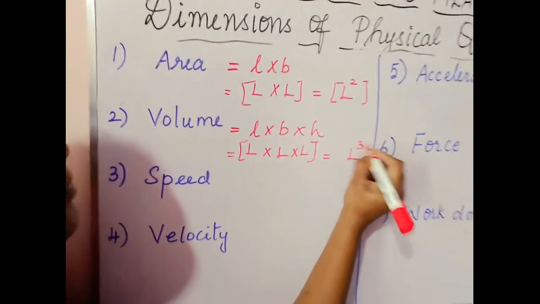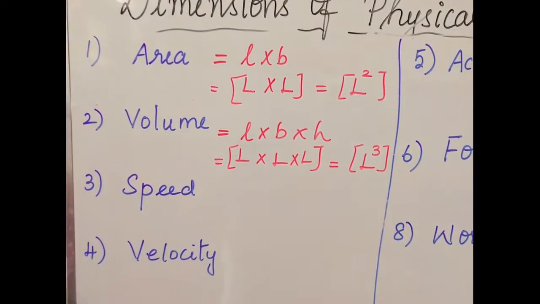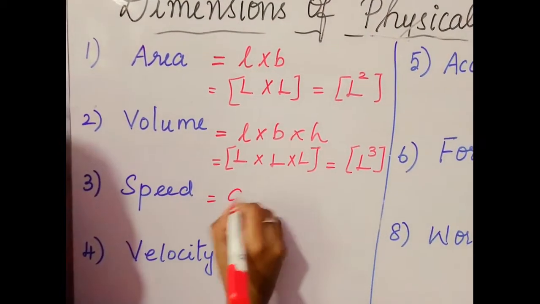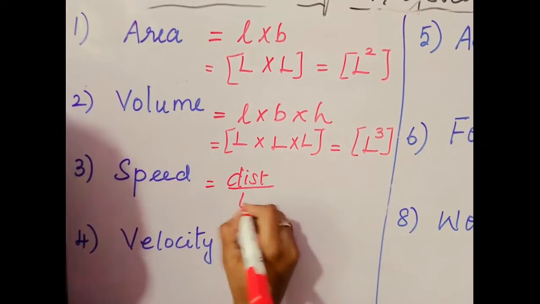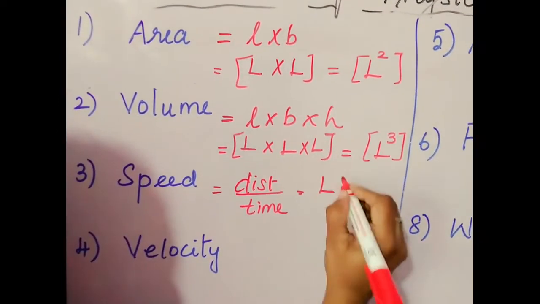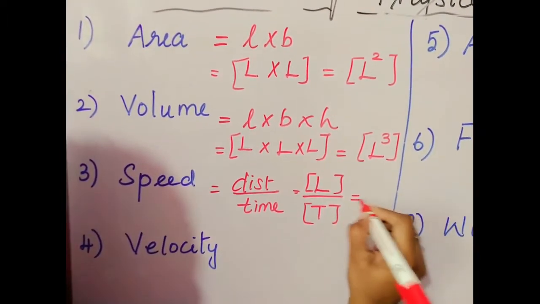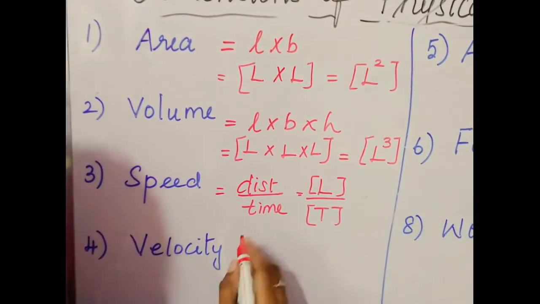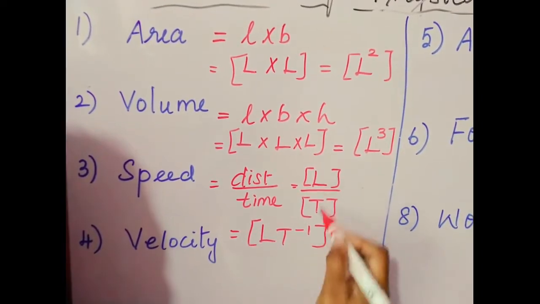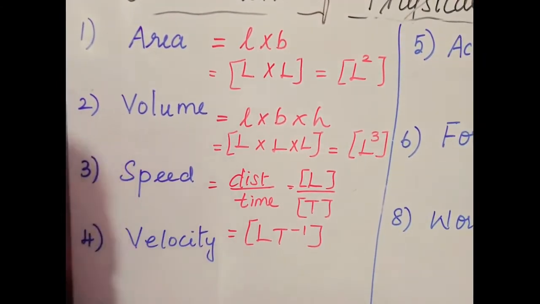So L cube is the dimensional formula for volume. Next we are coming to speed. Speed is the distance divided by time taken. Distance is a length L and time is T, so this can be written as L T power minus 1, because time is in the denominator.